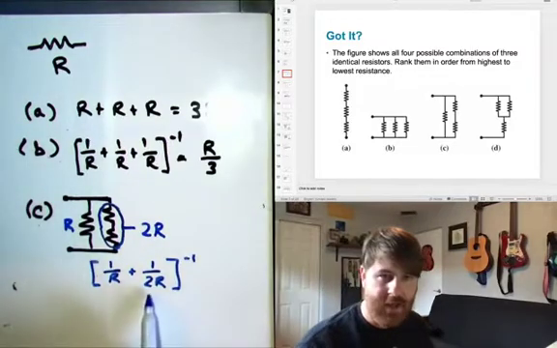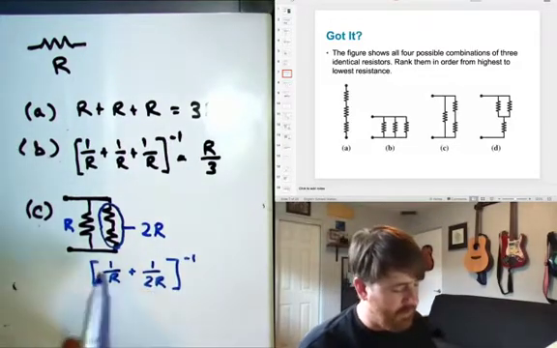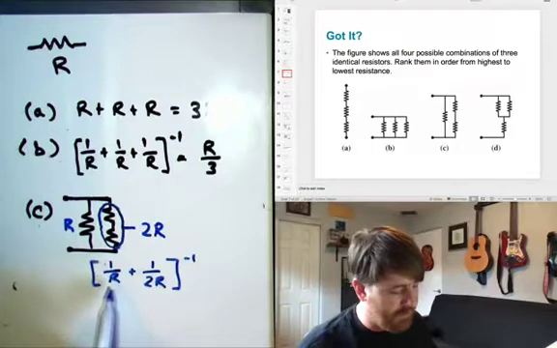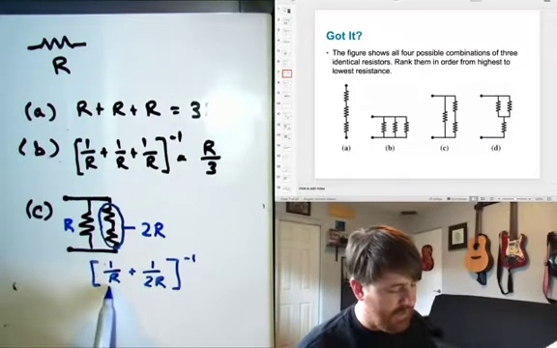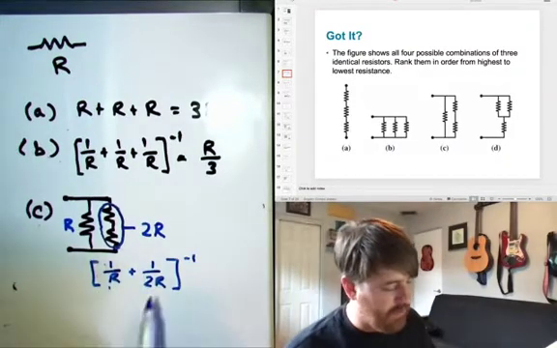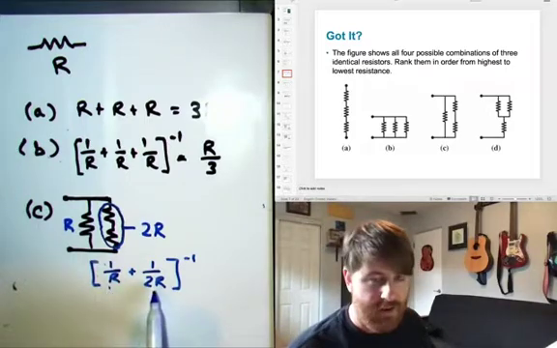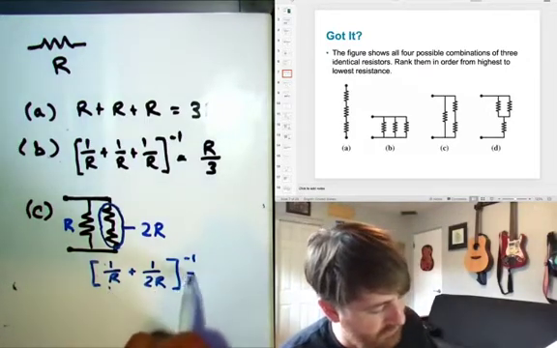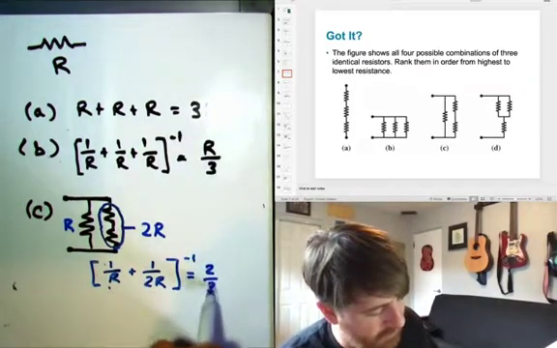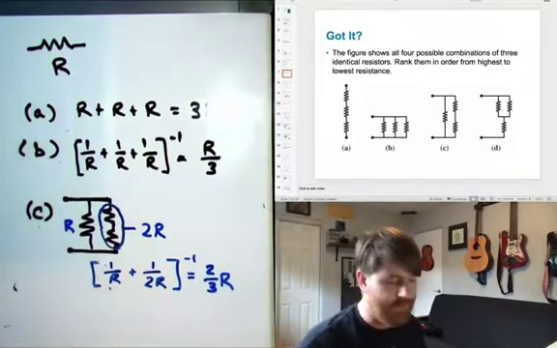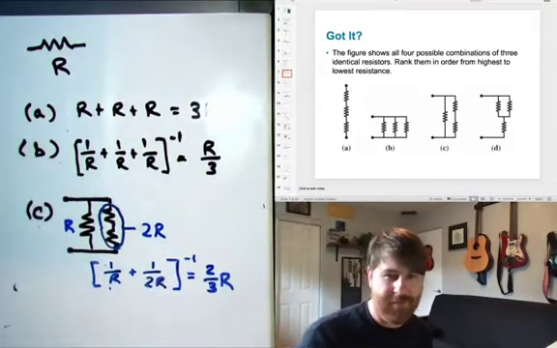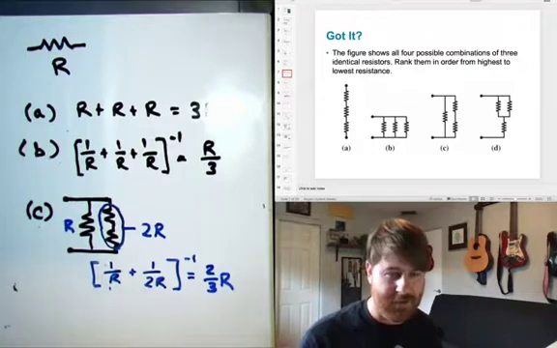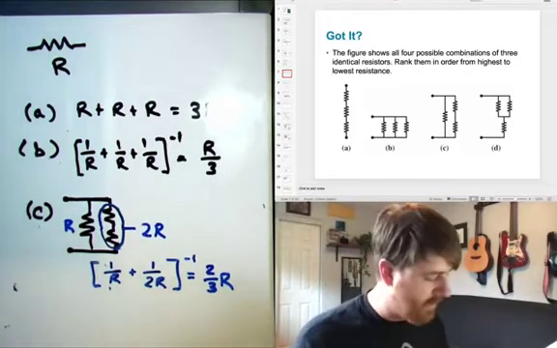I need to find a common denominator. So I multiply this by 2, I multiply this by 2, and I get 2 plus 1 is 3 over 2R, and then I have to flip it. So this is 2/3 R. The minus 1 says flip it one more time, because we take the reciprocal of the reciprocal sum.